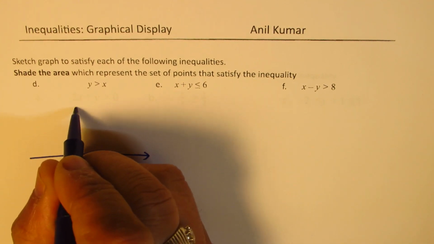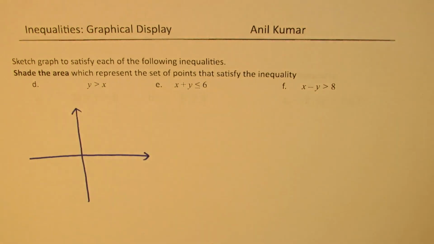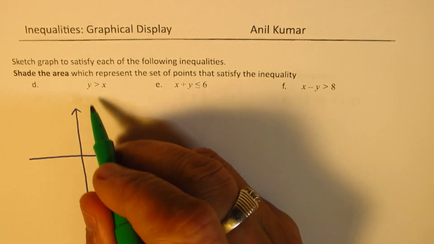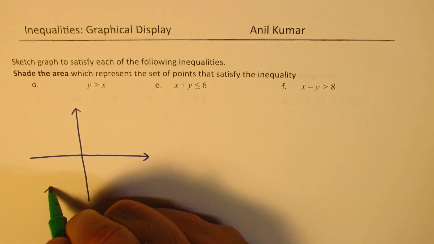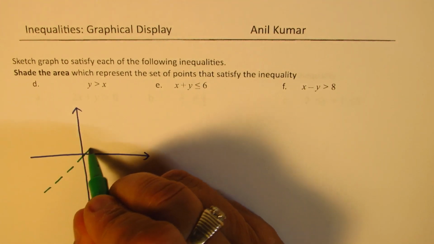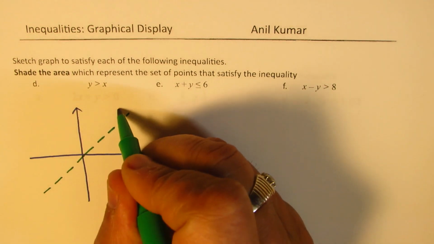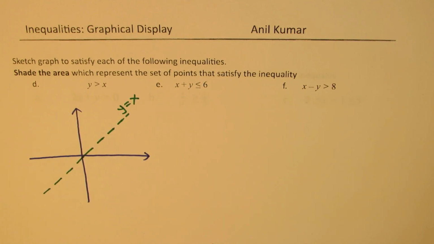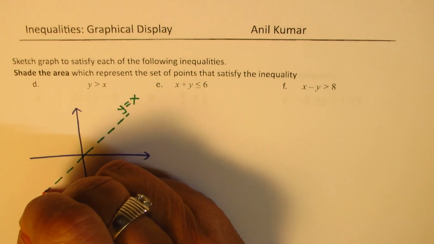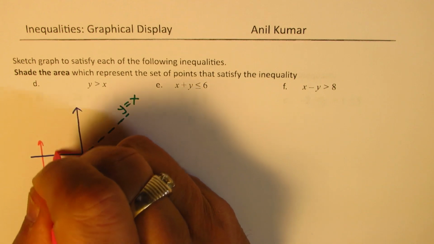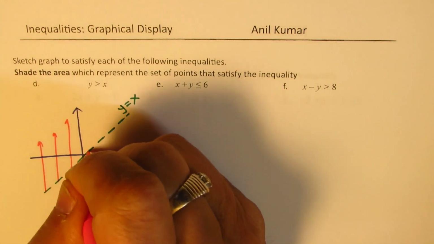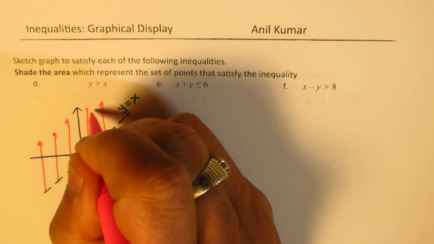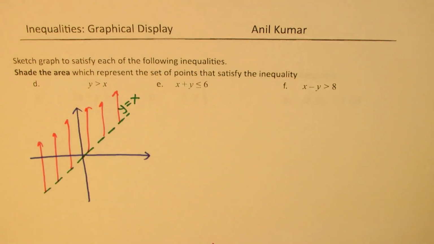Now since it is greater than, that means the line is not included in the part of our solution. And therefore, the line should be a dotted line, correct? So this is y equals x. We need to now shade the area where y is greater than x. That means above this line, right? So that becomes the part of our solution. Is that clear to you? Perfect.